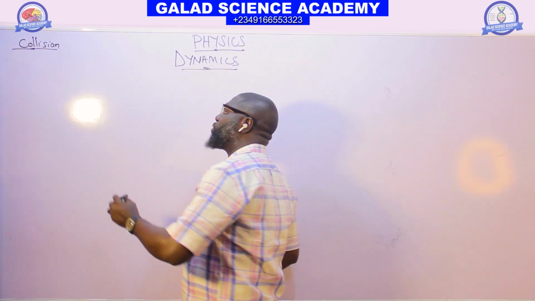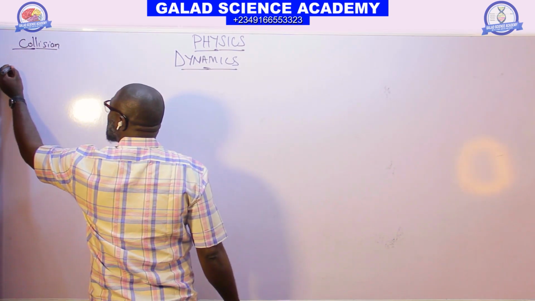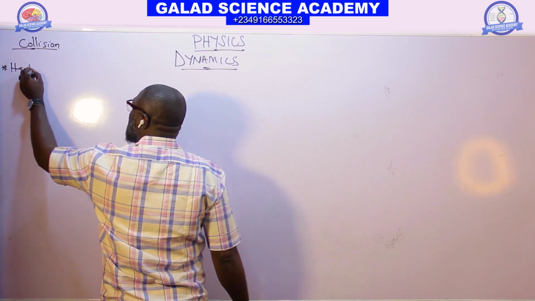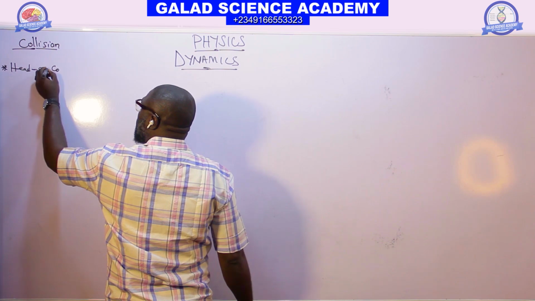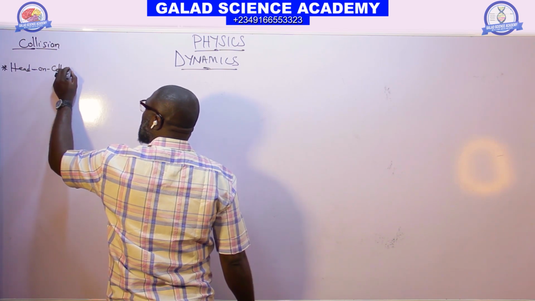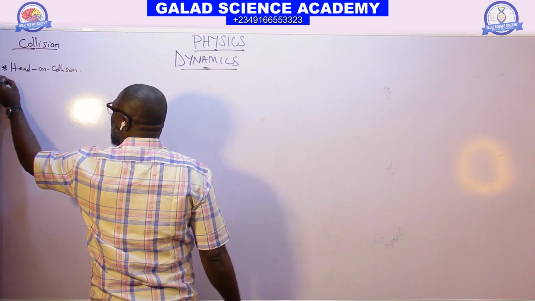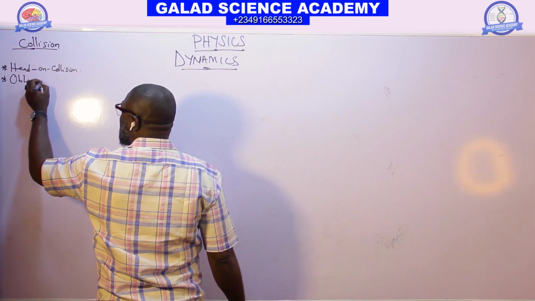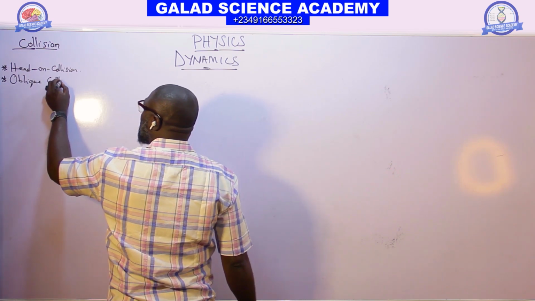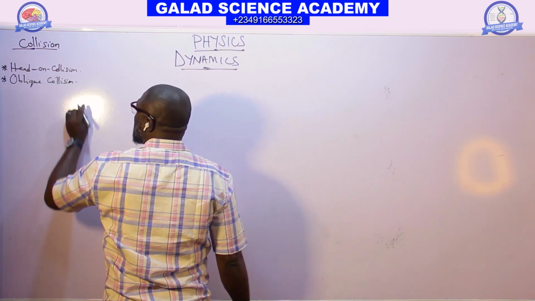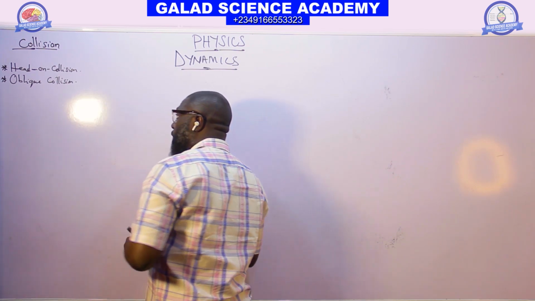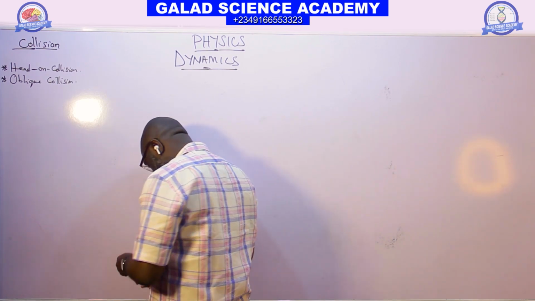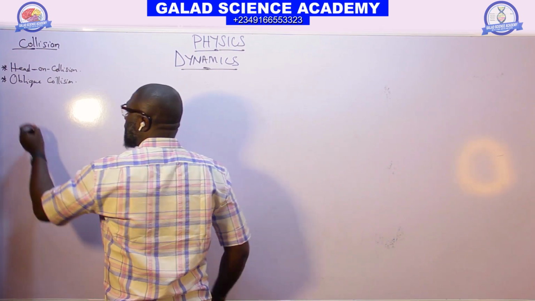The first one is what we call head-on collision. And the second one is oblique collision. So let us look at them, taking it one after the other. The first one is head-on collision.